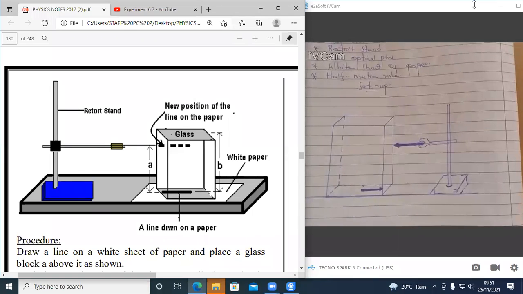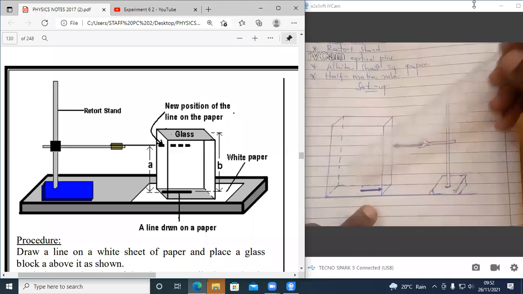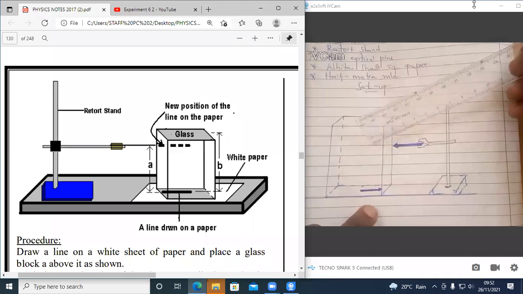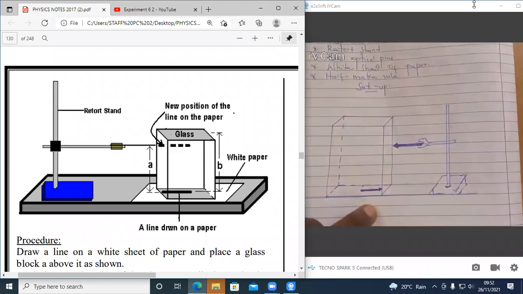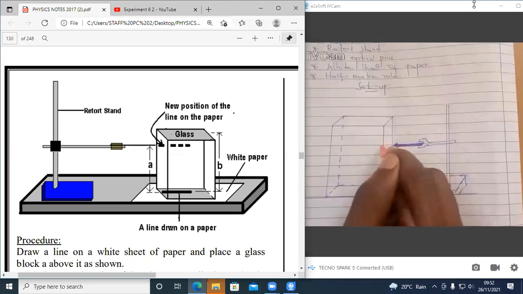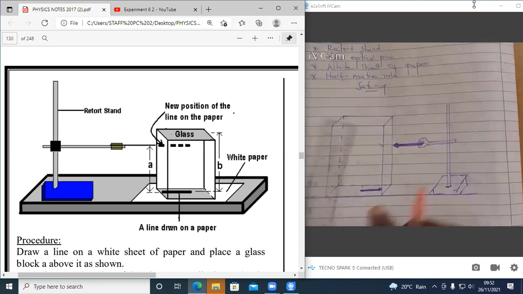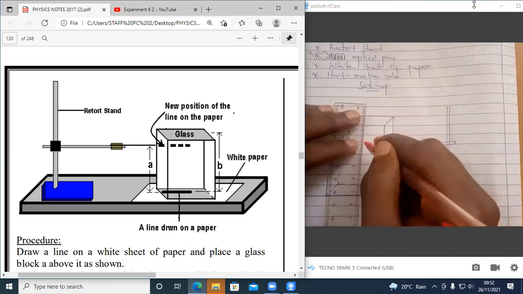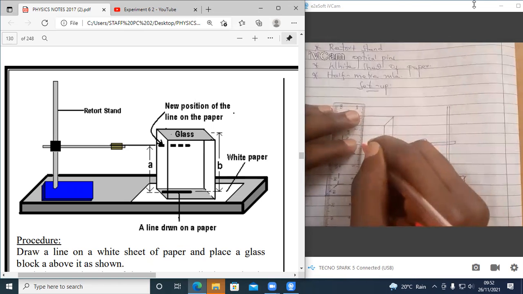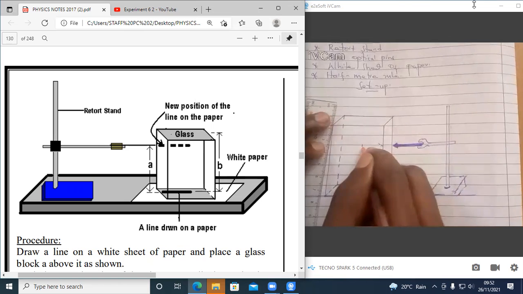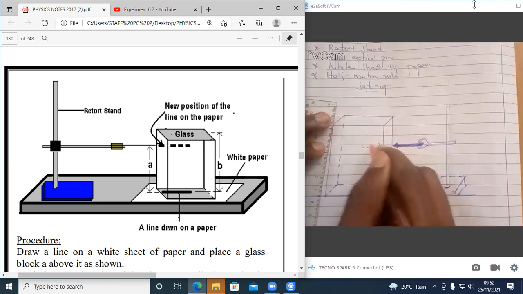Now, due to refraction, this pin here will appear to be raised. So you find out this pin here will appear to be up to this point here. Will appear to be up here, like this.